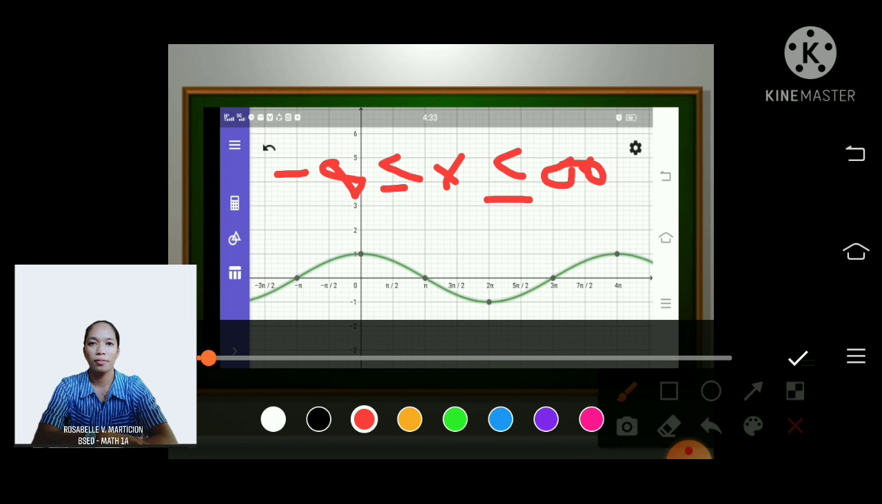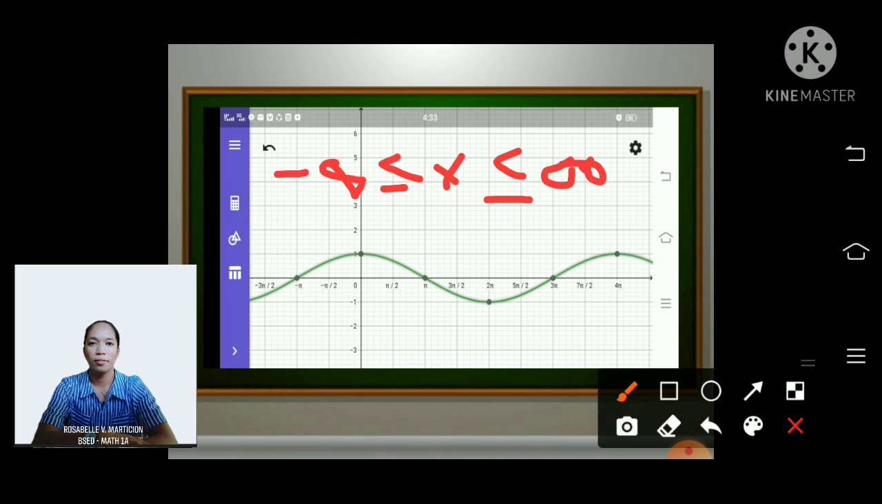Sorry, I'm not good at drawing like this. So, the domain is negative infinity and positive infinity.